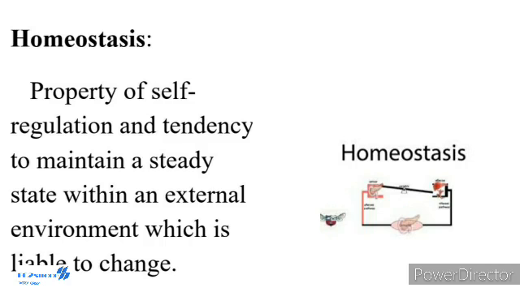Another one, homeostasis. The property of self-regulation and the tendency to maintain a steady state within an external environment which is liable to change is called homeostasis. It is essential for the living organism to maintain internal conditions to survive in the environment. Movement, nutrition, respiration, and excretion are also considered as properties of living things.